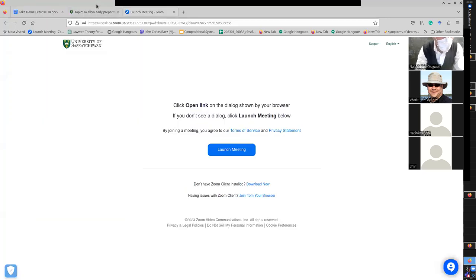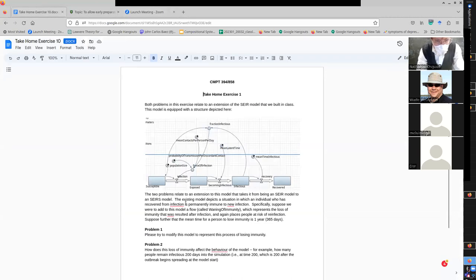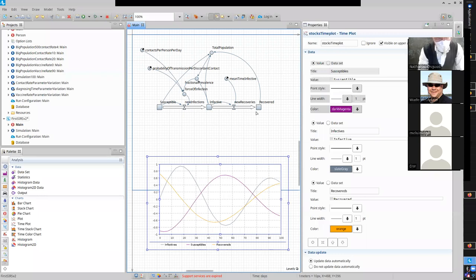Anyone? So I had this take-home exercise and I said, modify it to represent the process of losing immunity where people, yes, exactly. So how does it affect it? And the mean time is 1 year for them to lose immunity. So how would I represent the loss of immunity here? Anyone?